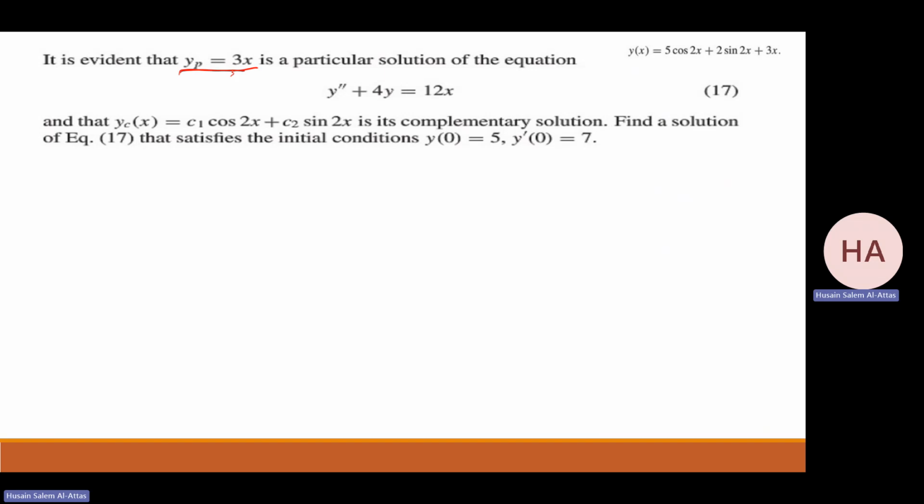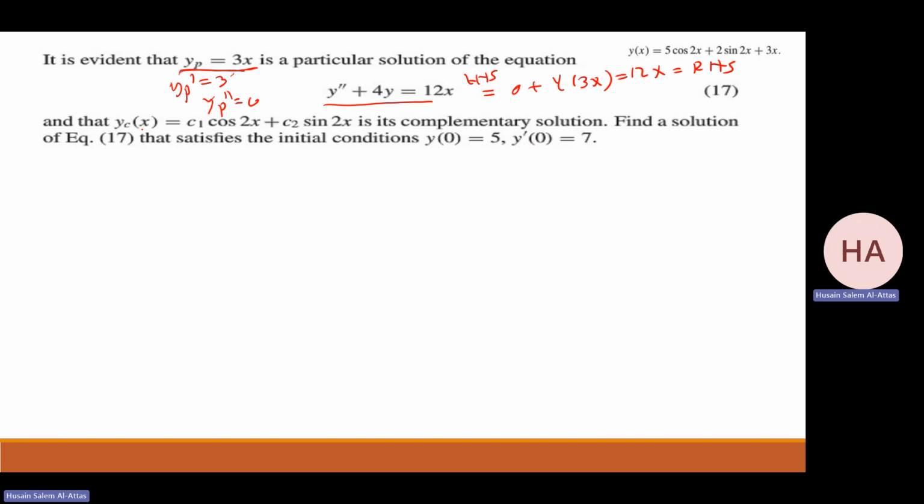So also the same thing. He said this is clearly a solution. Why is that? Because yp prime is 3, yp double prime is 0. Plug it here. You have 0 plus 4 times 3x on the left-hand side, and for sure it's equal to 12x, which is the right-hand side. That's it. So it's a particular solution.